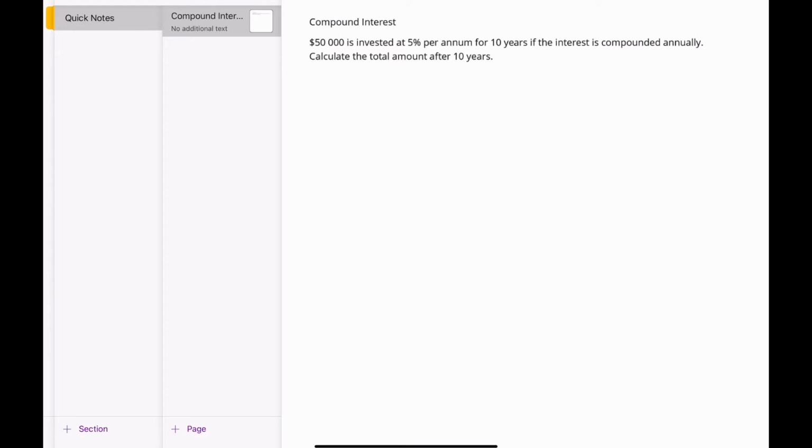Let's talk about compound interest. All right, so you're investing money, and if you're investing money, your hope is to have more money after 5 years, 10 years, at the end of your investment period.